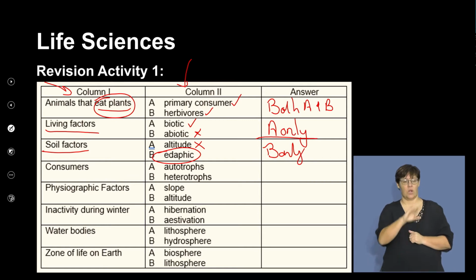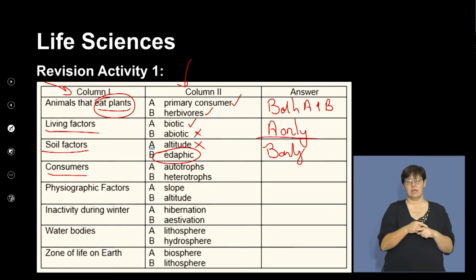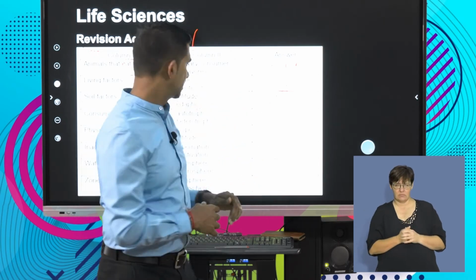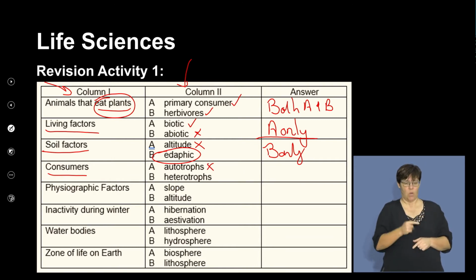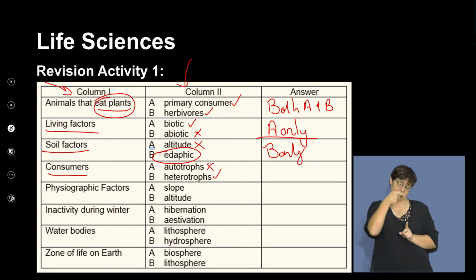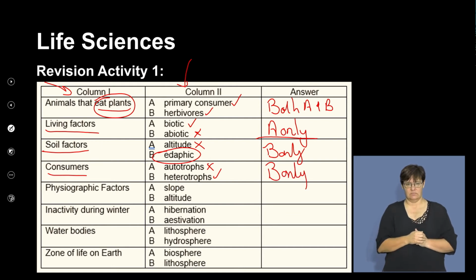The next term is consumers. Again, consumers may vary at different levels in a food chain. You get your primary consumers, you get your secondary consumers. So let's look at these descriptions. Your autotrophs are the producers, so they are certainly not consumers, but your heterotrophs are those individuals that consume other autotrophs. So the answer there would be B only. Cool.